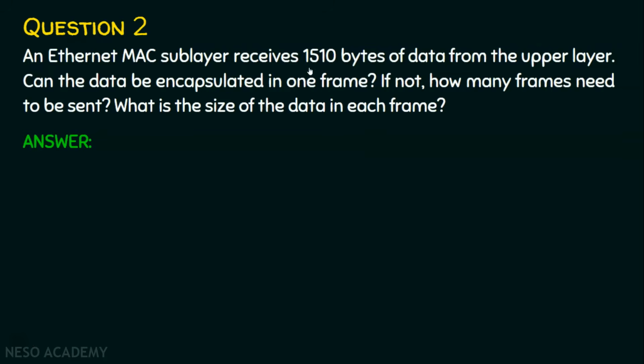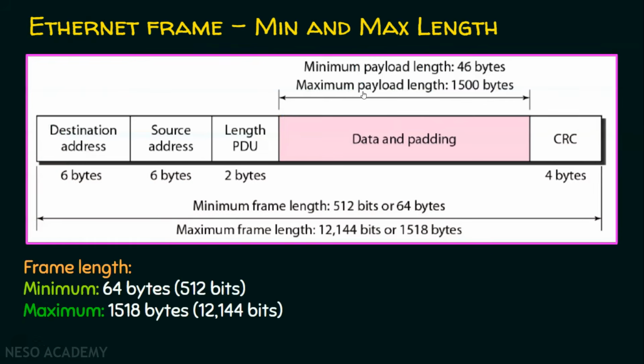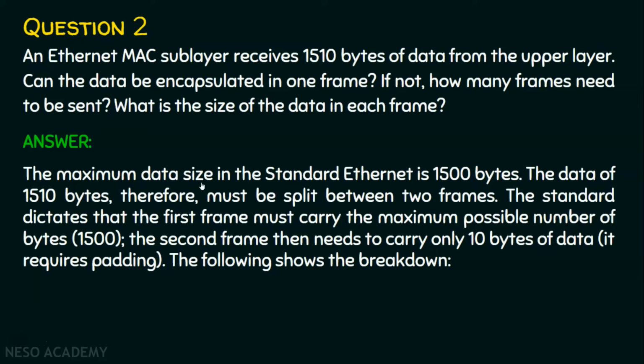Before visiting that, let's ponder. The size of data that we receive from the upper layer, that is the network layer, is 1510 bytes. We can have a maximum payload length of 1500 bytes in the data part of the frame. But we are getting 1510, so it cannot be sent as a single frame. So the answer is: the maximum data size in standard Ethernet is 1500 bytes. The data is of 1510 bytes. Therefore, it must be split between 2 frames. The answer for this part is the data cannot be encapsulated in one frame, so it has to be split between 2 frames.